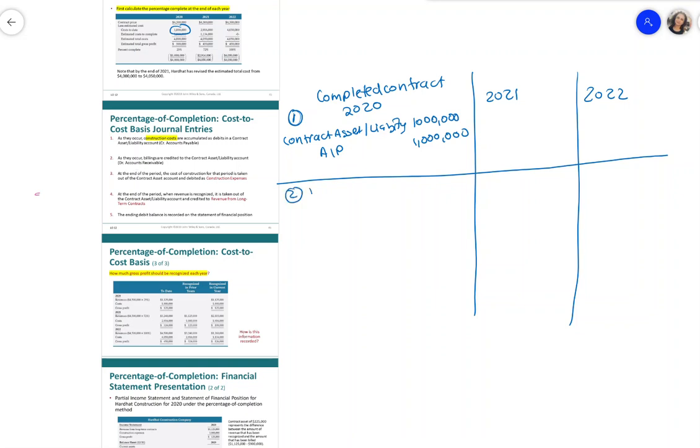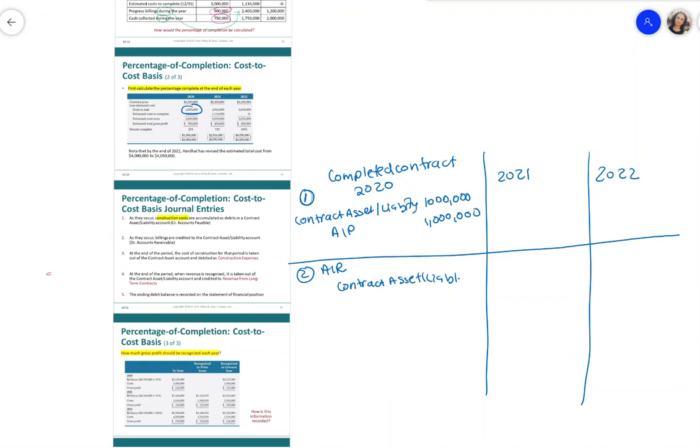The second entry is we needed to bill it. So if you bill it, you're going to debit the accounts receivable and credit your contract asset / liability. What is our billing? Our billing for the first year, I believe, was 900,000. So let's bill it. That is your 900,000. The third entry is for the collection. When you're collecting it, you debit the cash and credit your accounts receivable. We're collecting 750,000.